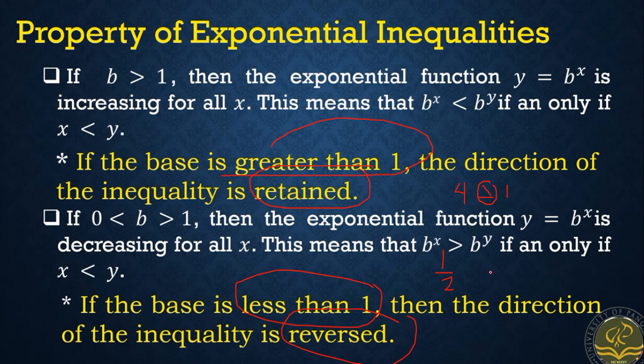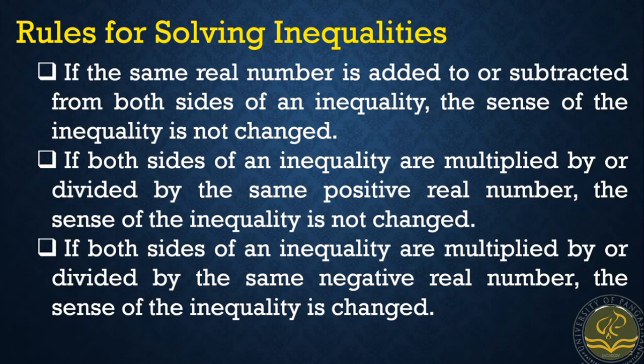If the original question of the exponential inequalities is greater than, you're going to reverse it into less than. Because according to the property of exponential inequalities, if the base is less than 1, you're going to reverse it. But if the base is greater than 1, just retain. Later, you will better understand what that means.